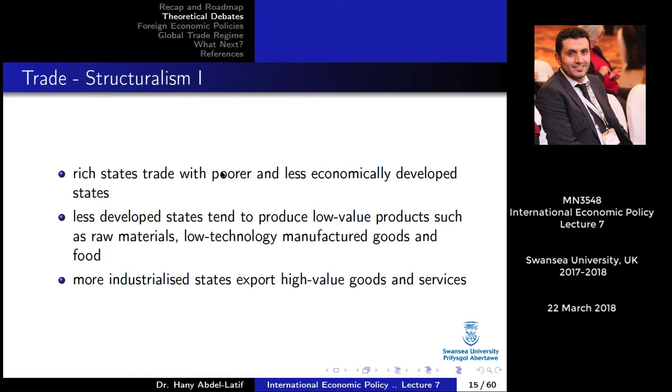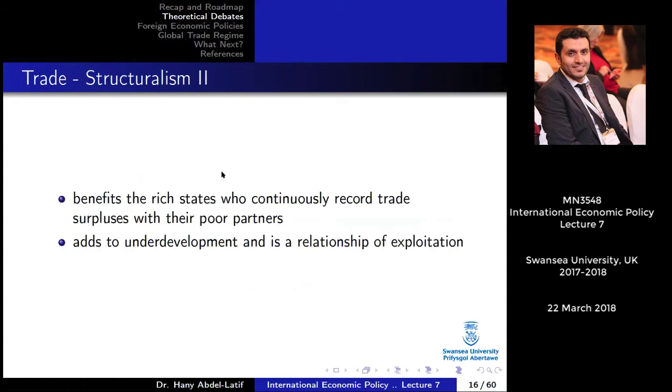Again, I'm just looking at what we covered in the theoretical background in this module related to trade. So this is what structuralists think of free trade. Trade could be another reason for underdevelopment, because terms of trade are not in favor of developing countries.